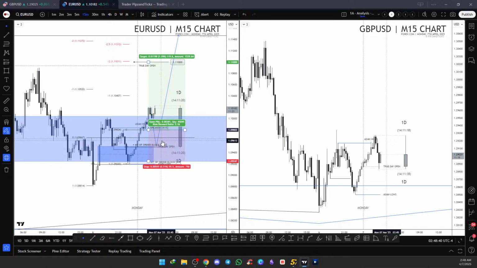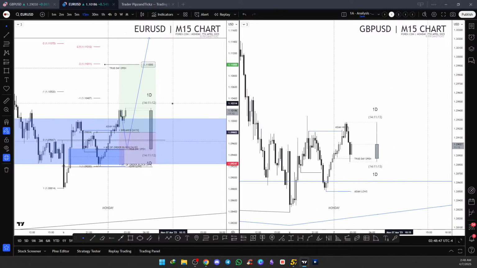I am aiming only to take high probability trades, just 2 high probability trades per week. So we don't have to worry if this does not give us an entry. We don't have to chase this. Let it come to us or let it go to the target. If it comes to us, we'll take an entry. If it doesn't come, we will not chase the entry. Okay, this is the game plan, guys.